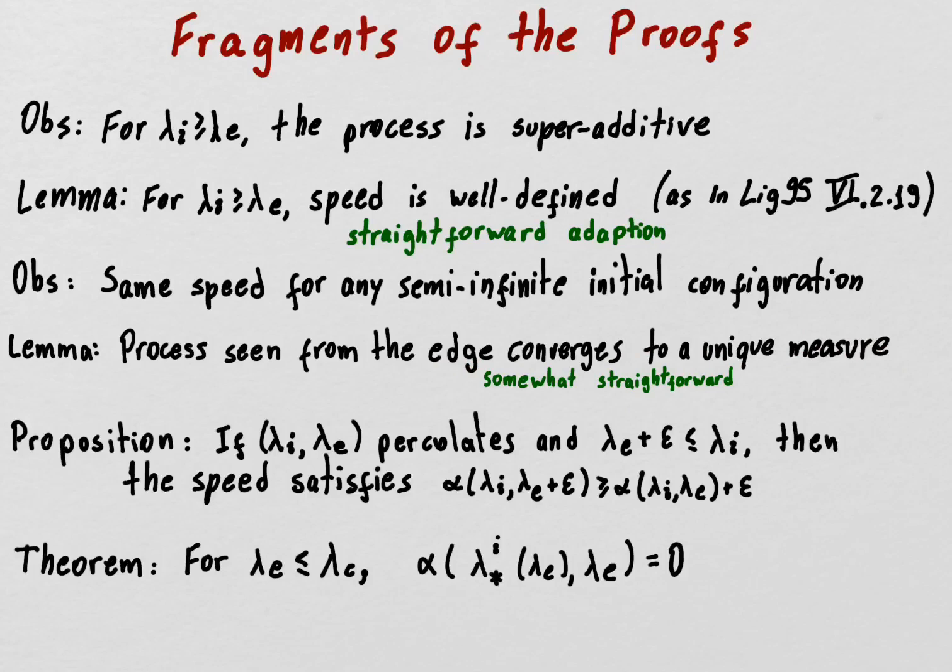And now the juicy part of the proof. First, this proposition. If a pair of lambda I and lambda E percolate, and if we increase lambda E a little bit so that it's still smaller than lambda I, then the speed increases by at least the same amount. And finally, in this regime, when lambda E is subcritical, then taking lambda I to be the critical lambda I for that value of lambda E, the speed will be 0.